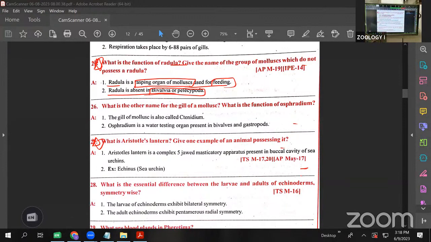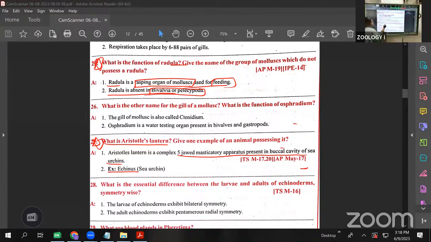Next one is the Aristotle lantern. Give an example of an animal that possesses it. The Aristotle lantern is a five-jawed masticatory apparatus present in the buccal cavity of sea urchins. The sea urchin's mouth has a five-jawed masticatory, teeth-like structure. That is the Aristotle lantern, and the example is Echinus, or sea urchin.